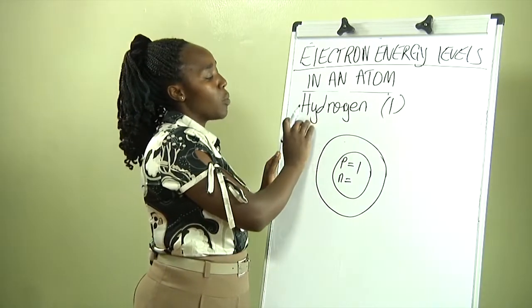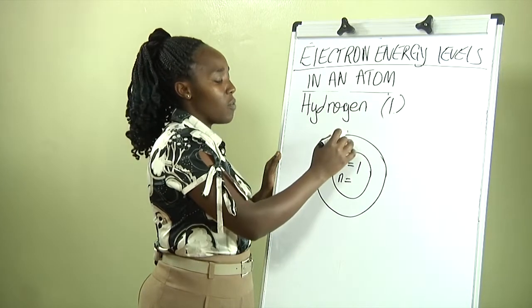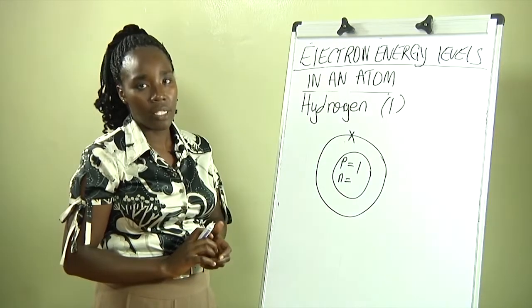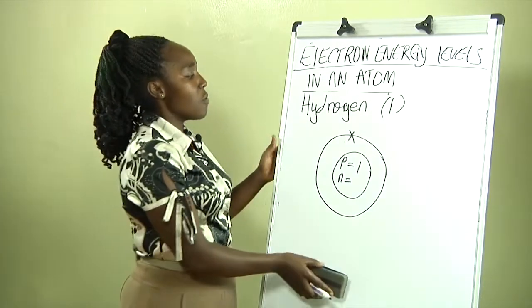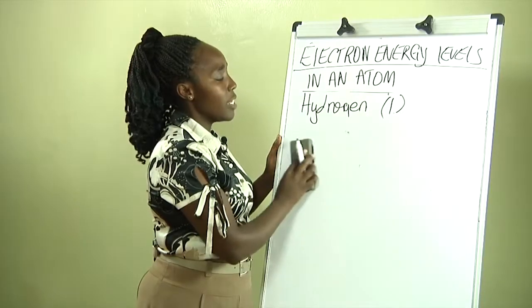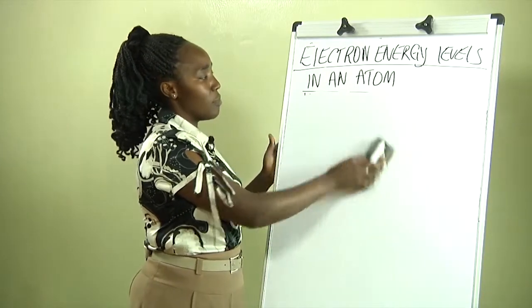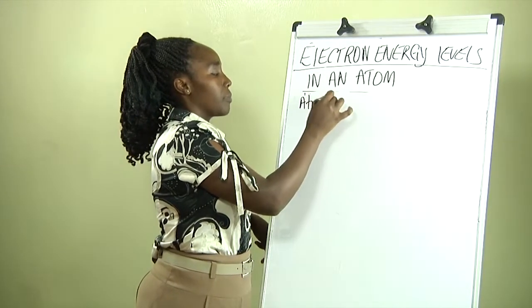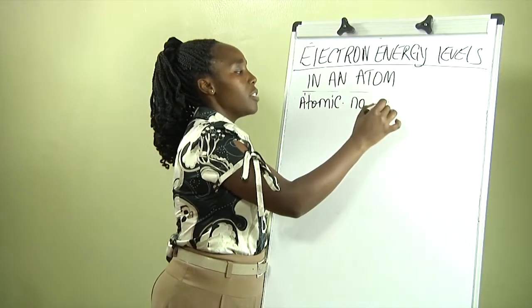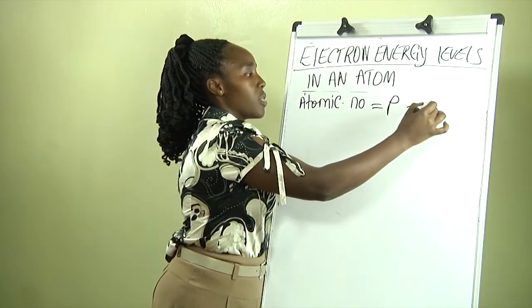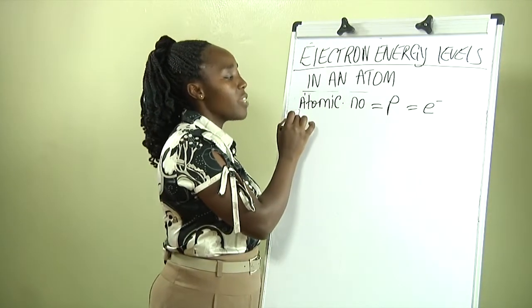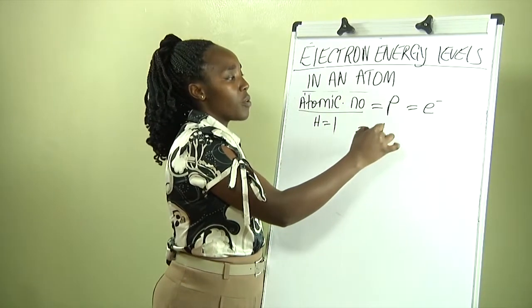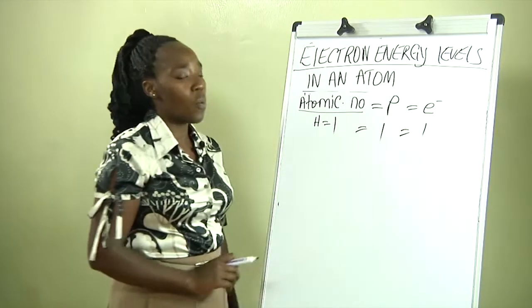Because the hydrogen has an atomic number of 1, I'm going to show my electron appearing there as 1. From what we have learned, I just want to remind you of what we learned previously, that the atomic number is always equal to the number of protons and is always equal to the number of electrons. Therefore, if we give the atomic number of an element like hydrogen as 1, it means the number of protons is 1 and the number of electrons is 1.